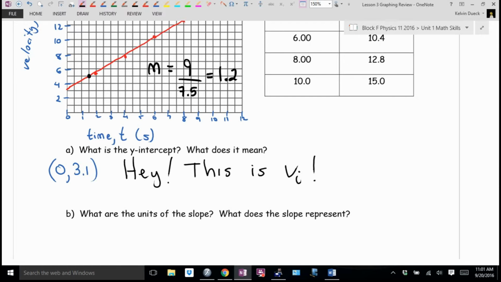Y-intercepts now, they mean something. They'll tell us something useful. Is that okay? At time 0, I was going 3.1. You might be 2.9 or 3.0 or 3, whatever your y-intercept is. But you know, I can tell you, we started the timer after this car was already moving, if this is a car.